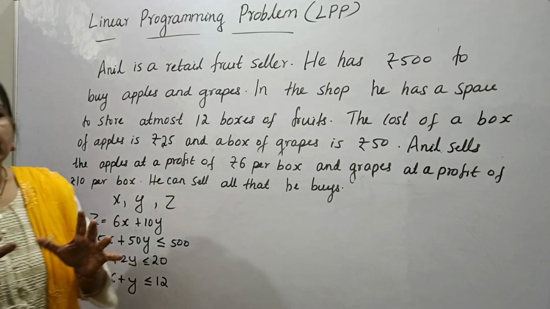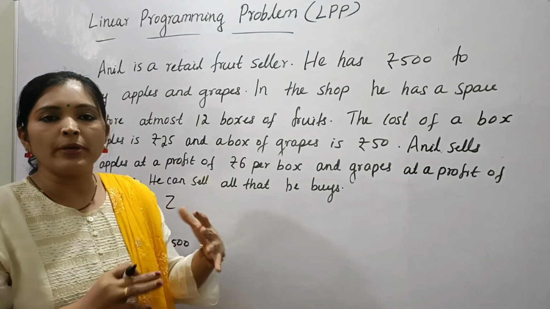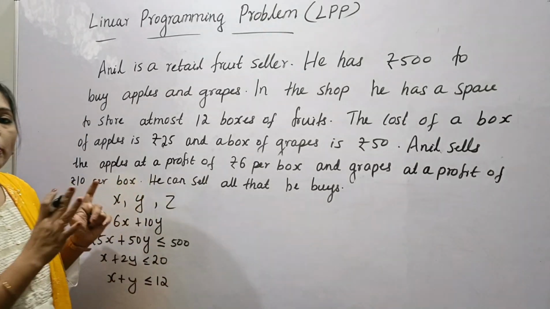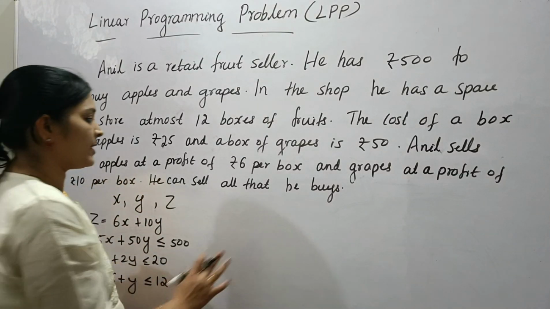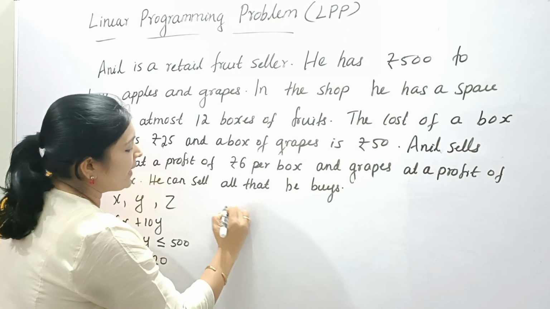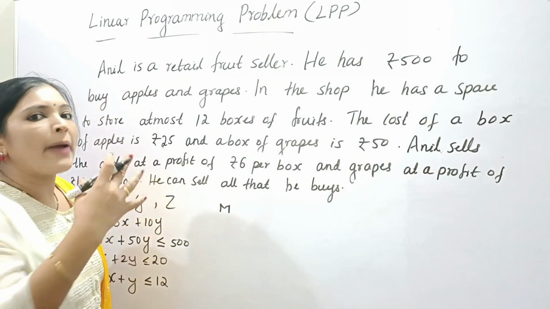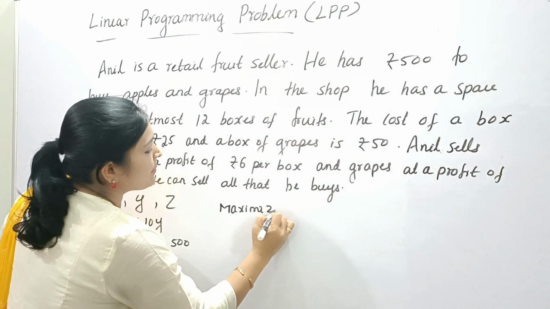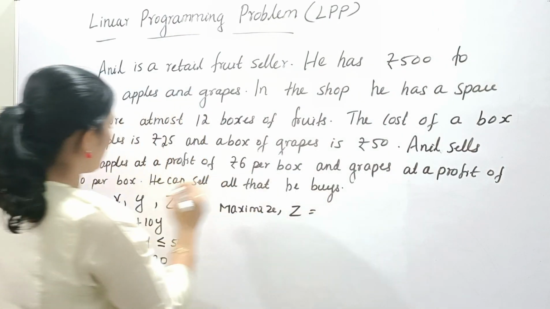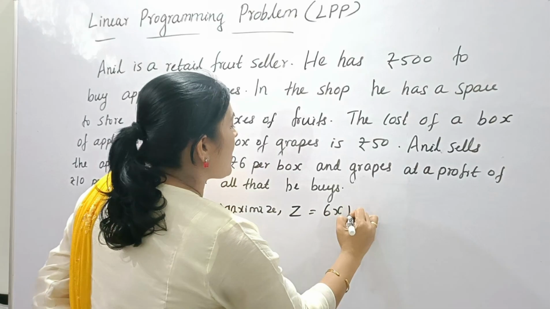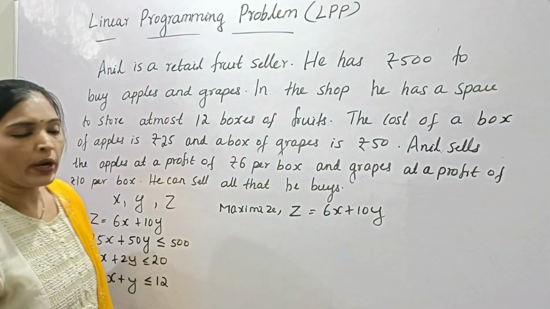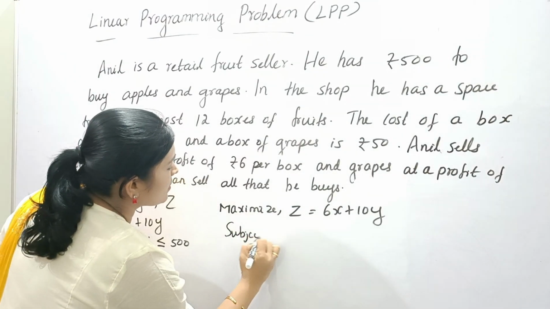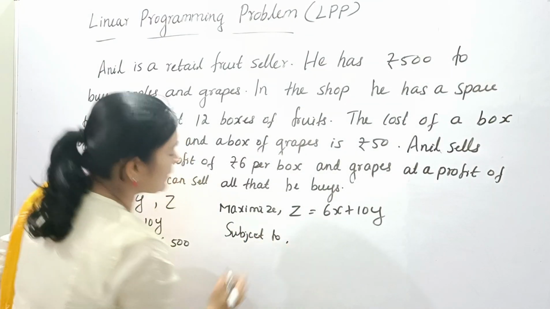Okay. Now let's see how to formulate this problem mathematically. See here, first of all, let's write. Here we will find the maximum profit, right? So maximize z equals 6x plus 10y. Okay. And subject to these are the constraints.